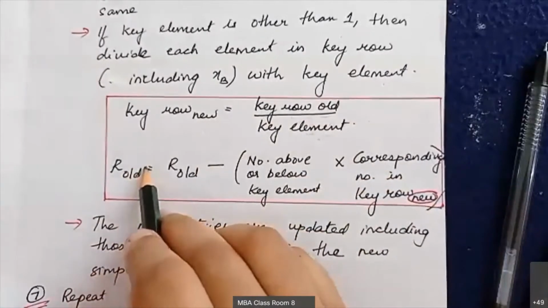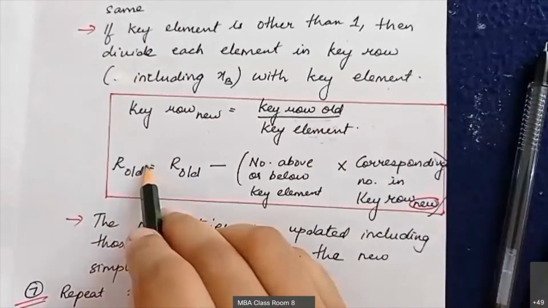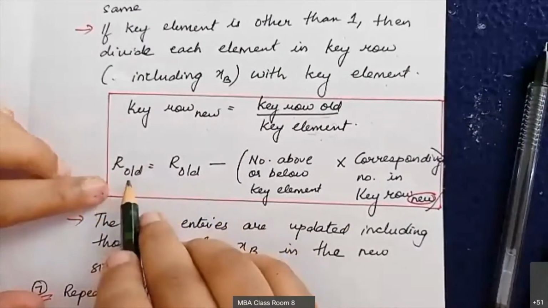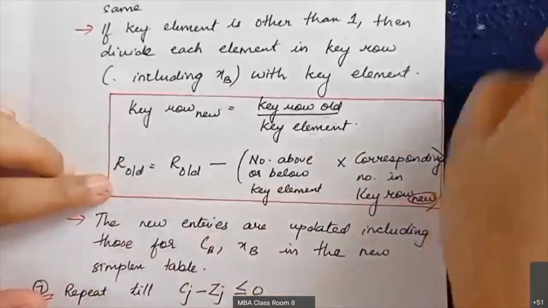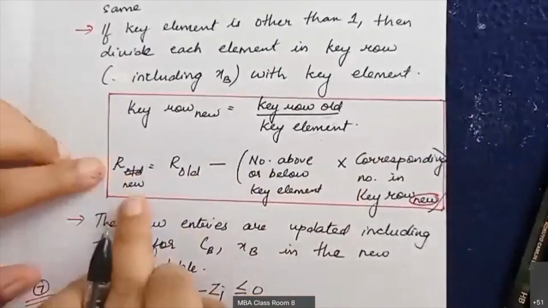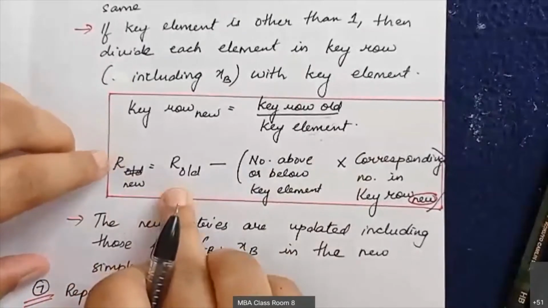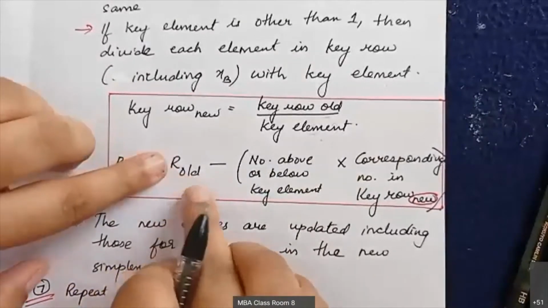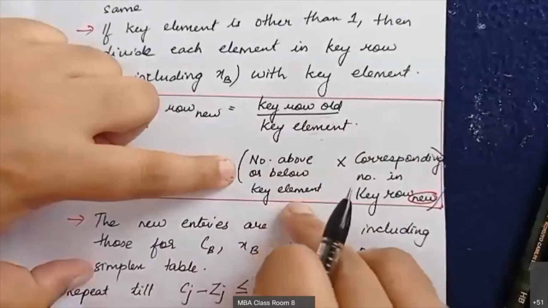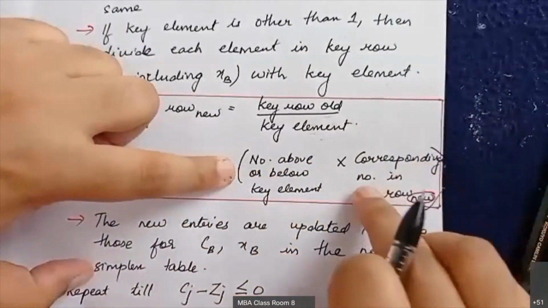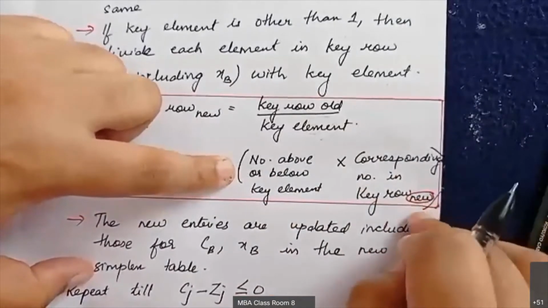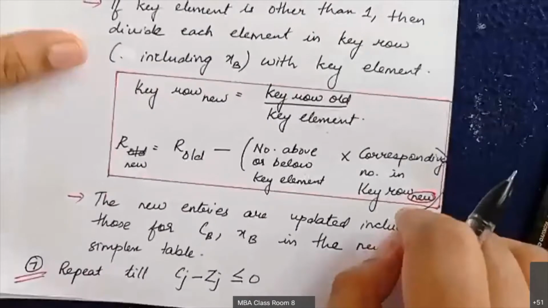Any other rows? We have other rows now. Other than the key row, we have 2 more rows, right? What should we do to the other 2 rows? Sorry, it is not old here, it is new. So row new will become, how will it change? Row old minus number above or below the key element into corresponding number in the key row, which is the new one. I'll show you how it will become.